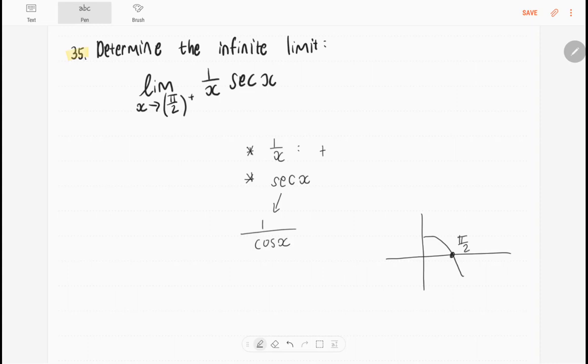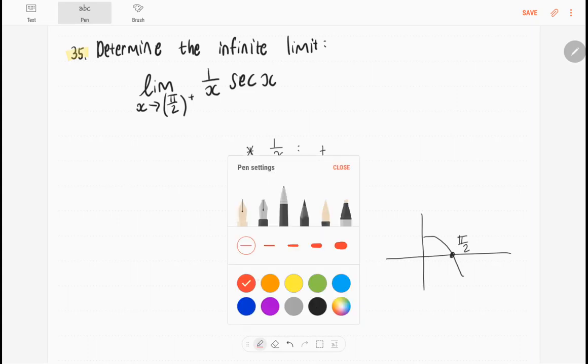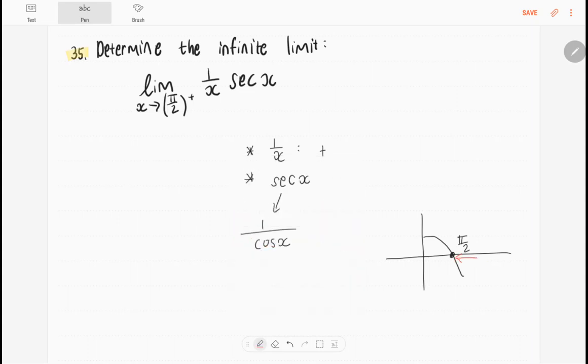So if x is approaching pi over 2 from the right, the y values taken on in this case will be these. So they will all be negative, and they are approaching 0. So cos x is approaching 0 from the negative side. So we have 1 divided by something that is approaching 0 from the negative side. So that would give us negative infinity. Therefore, we know sec x approaches negative infinity.